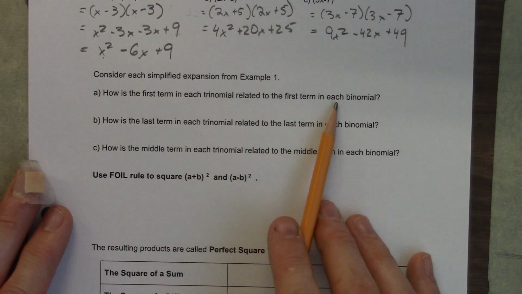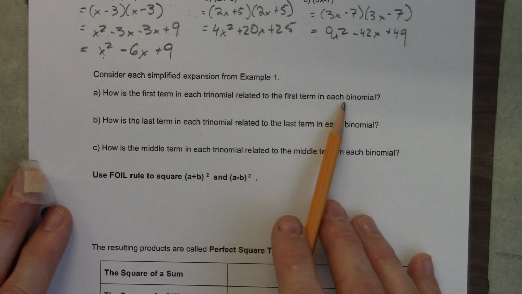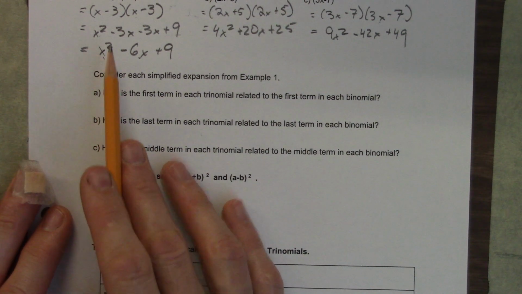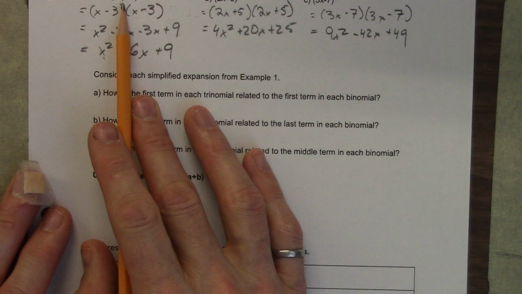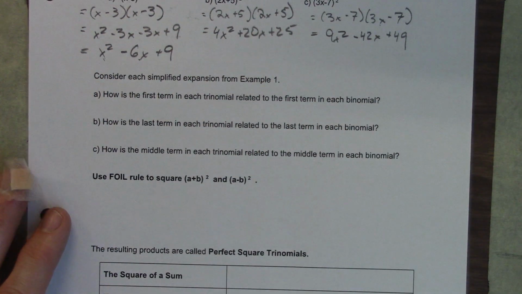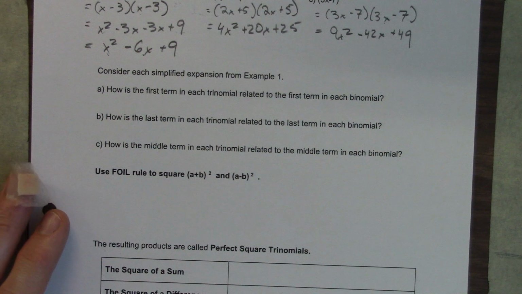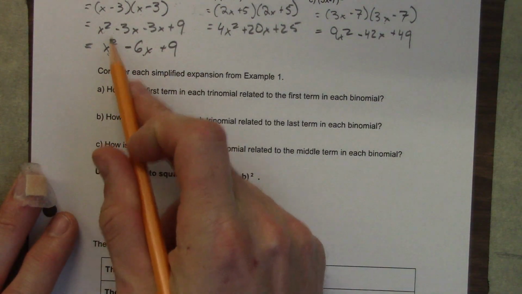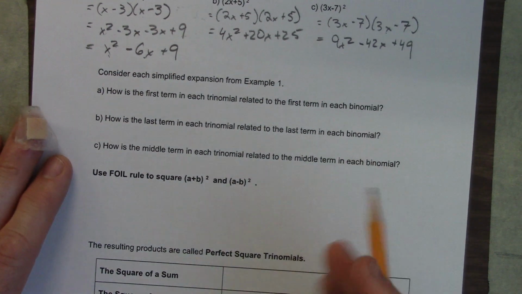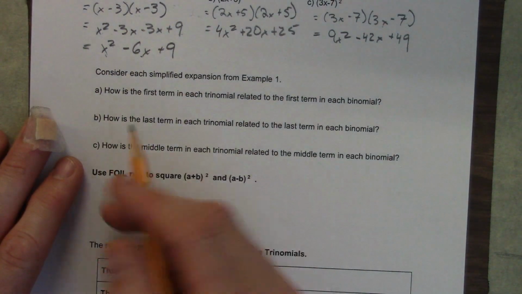Related to the first term in each binomial. So how is this term related to this term? x. How is x squared related to x? Well, it's just the square of x, right? So, I mean, this is kind of a silly question. It is what it is, so I'm just going to answer it.